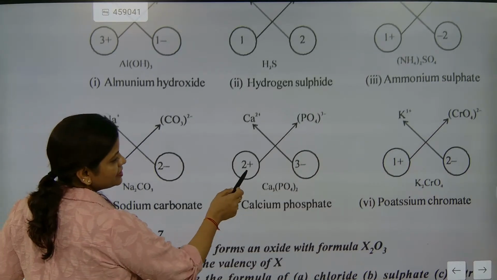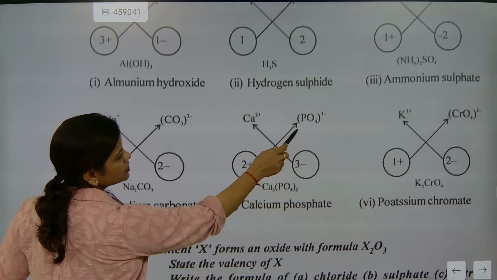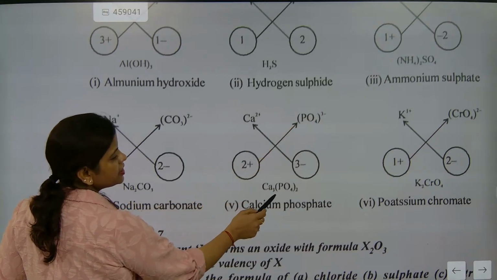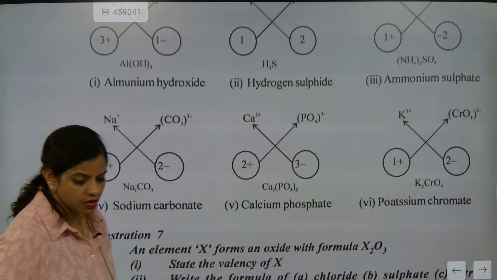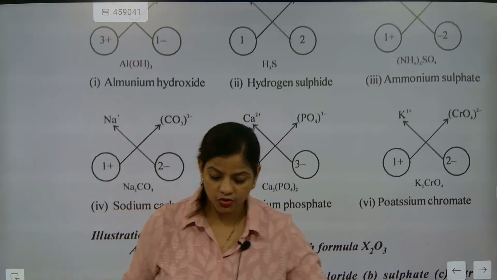Now calcium. Calcium is plus 2, beta, and you know that phosphate is 3 minus. So Ca3(PO4)2. Just crisscross and it will be done. It will go crisscross and it will be written like that. So you must note down these things.